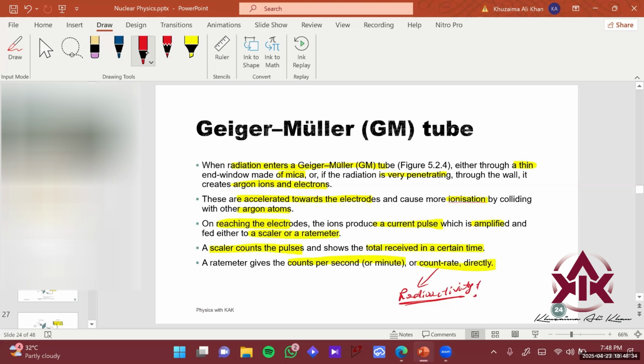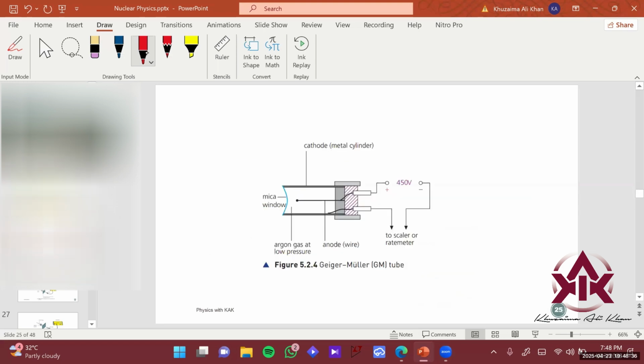Okay, I hope it makes sense. So what is happening over here? We have a thin mica sheet. Let's say we have some alpha particle here, and they are striking the mica sheet. We have argon gas inside this. This alpha particle can pass through the mica sheet. So what happens? The argon atoms are ionized.